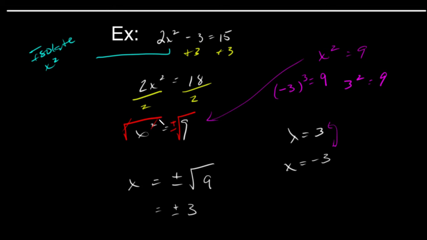So that was it. That's the problem solved. It's basically just solving a two-step equation and then square rooting. That's it.